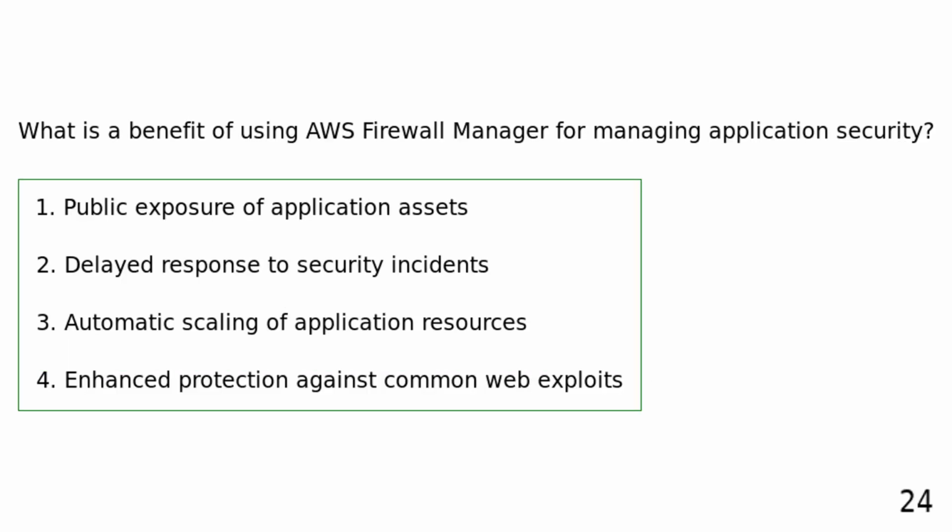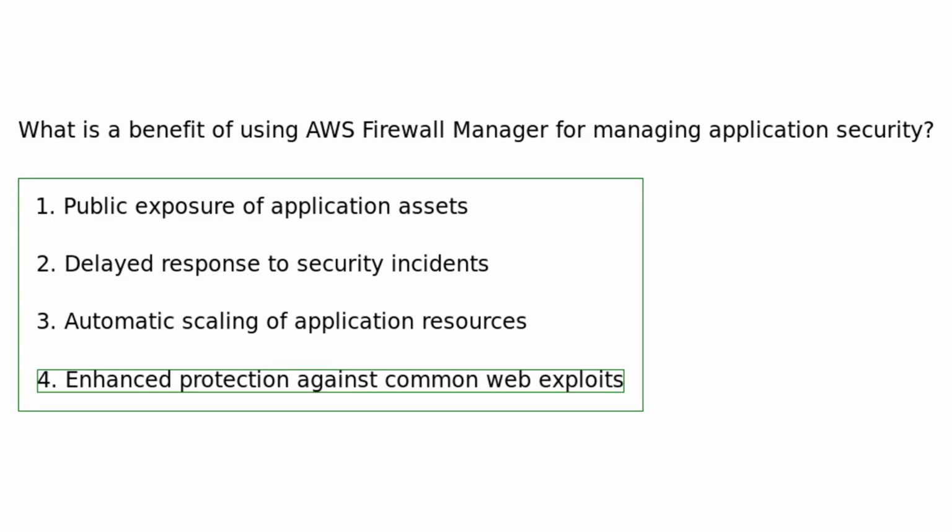What is a benefit of using AWS Firewall Manager for managing application security? Public exposure of application assets. Delayed response to security incidents. Automatic scaling of application resources. Enhanced protection against common web exploits. Using AWS Firewall Manager provides enhanced protection against common web exploits, helping to secure applications and prevent security breaches.